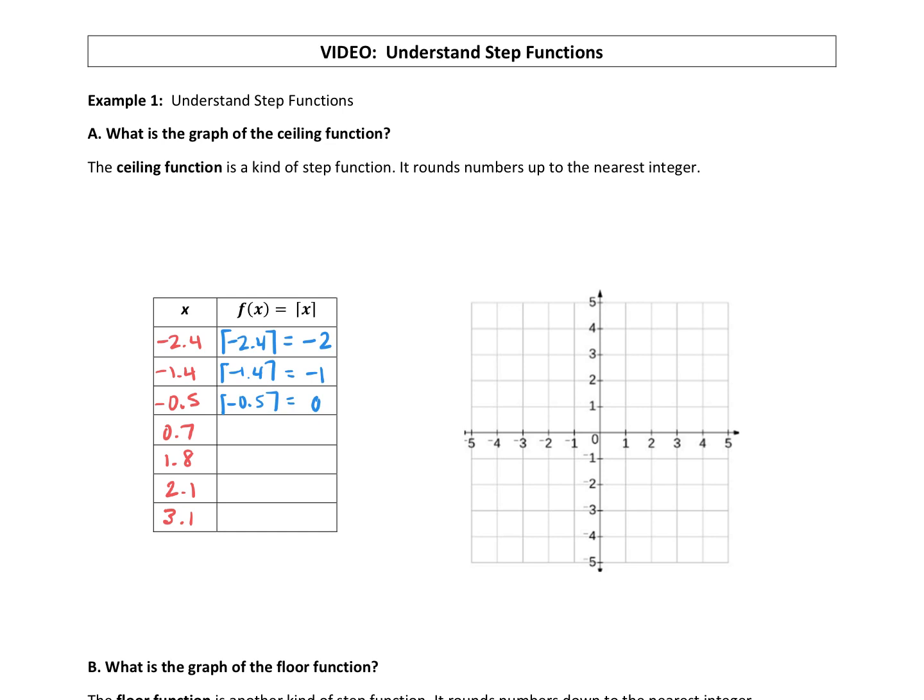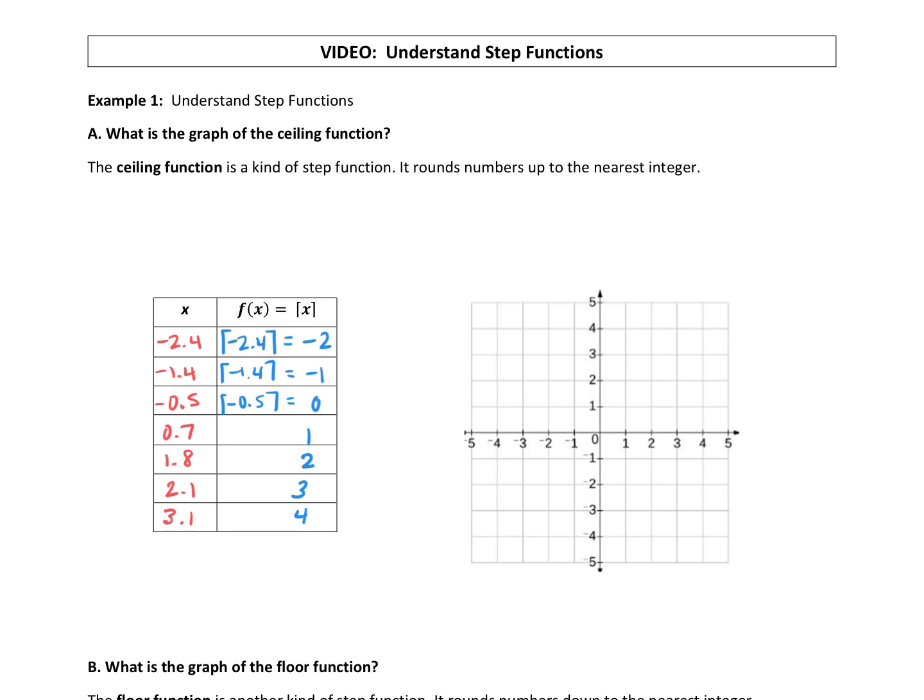And then once we get positives, it's a little bit easier. If you take that 0.7 and round up, you get a 1. Take the 1.8, round up to the nearest integer, you get 2. 2.1 rounded up is 3, and 3.1 rounded up is 4. Okay, so those are just points that are on our step function, but let's graph what the step function looks like.